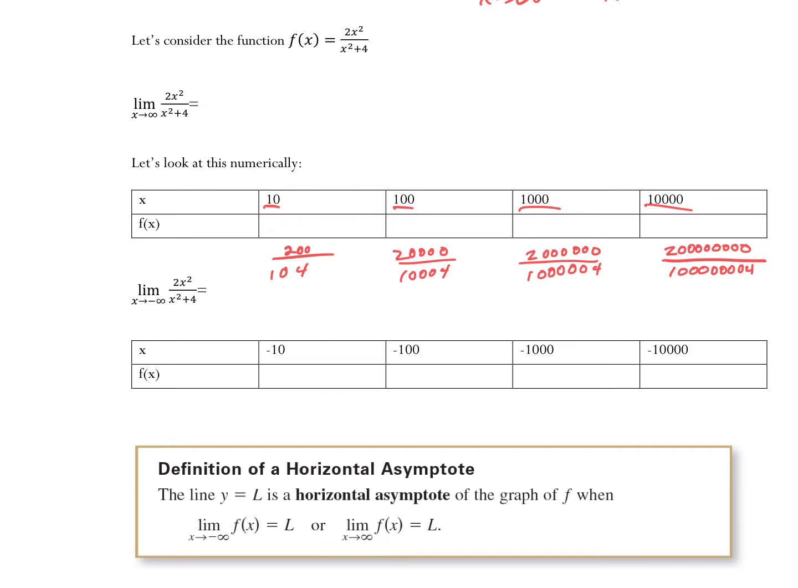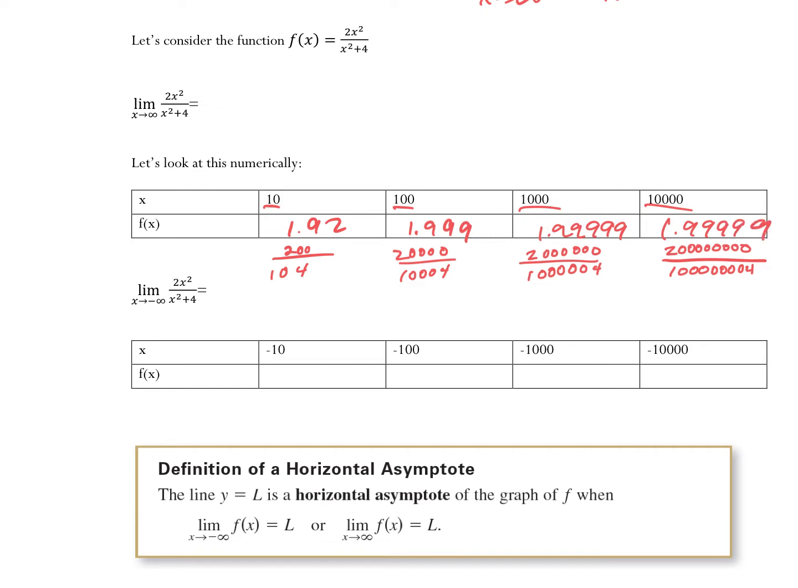What's going on, Maggie? I got 25. Yeah, I got that. If I simplify 200 over 104, I get 25 thirteenths, and I think that works out to be 1.92. And then 1.999, and then 1.99.